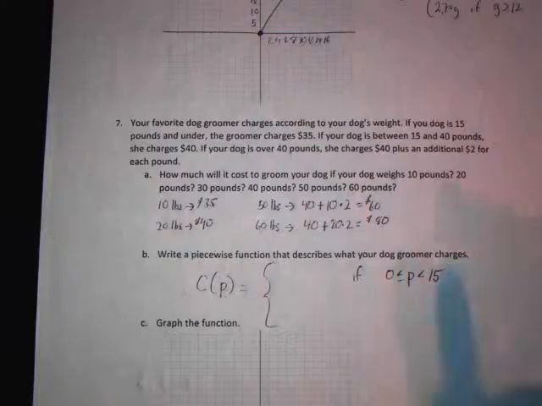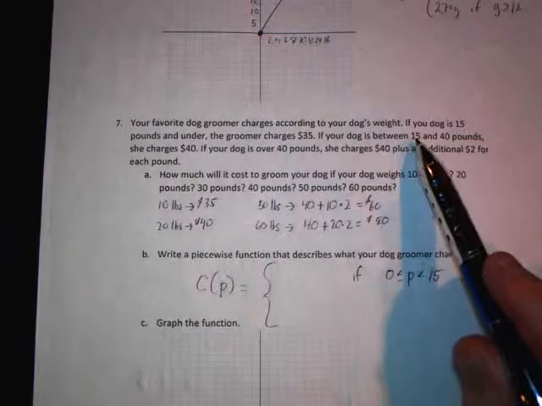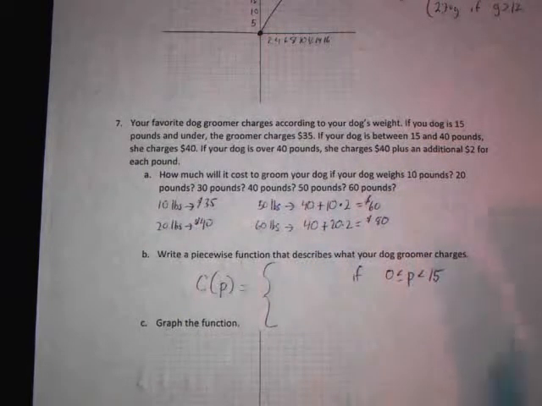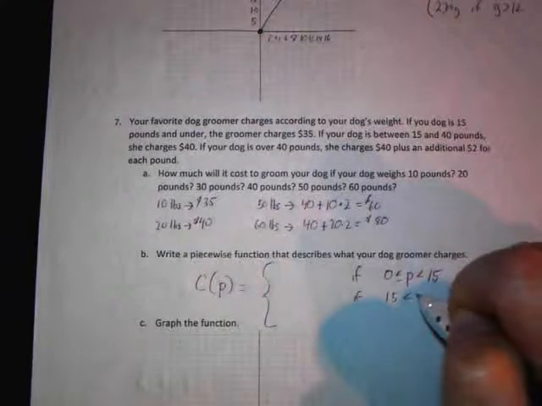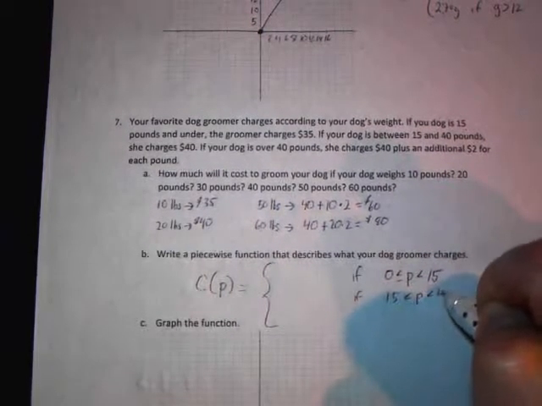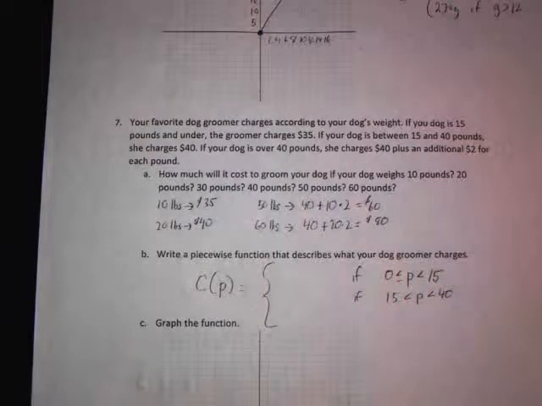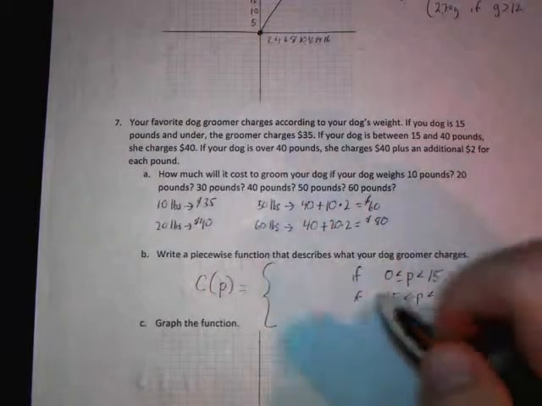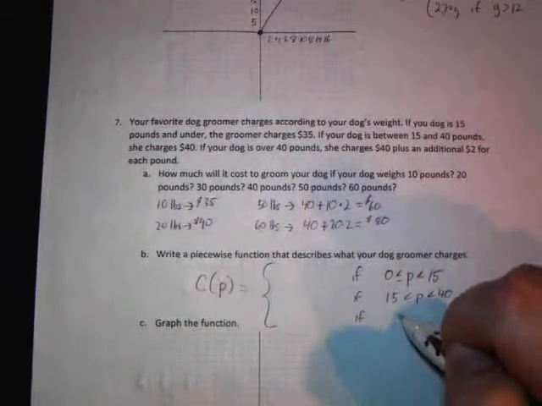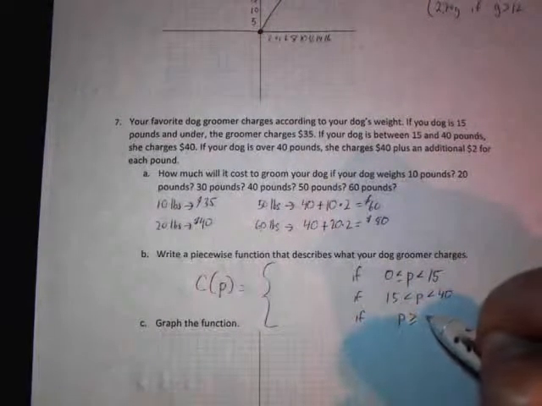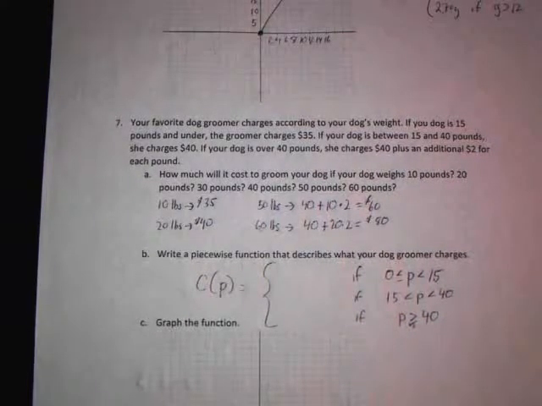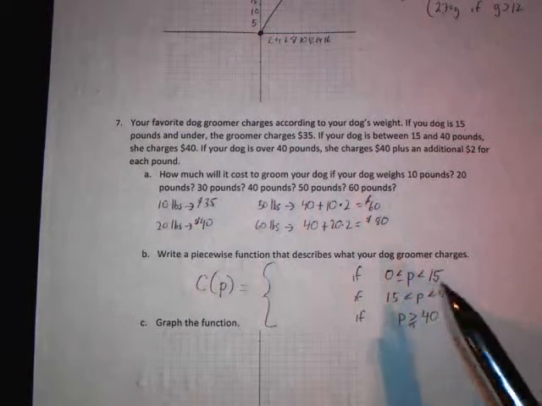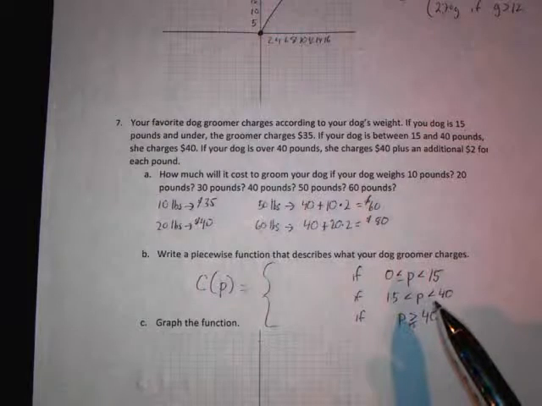And then we have the part if your dog is between 15 and 40 pounds. And finally, if your dog is over 40 pounds. Now, a question I have is, where do I put the equal to signs? It's really not clear on this problem, so we need to make a decision.